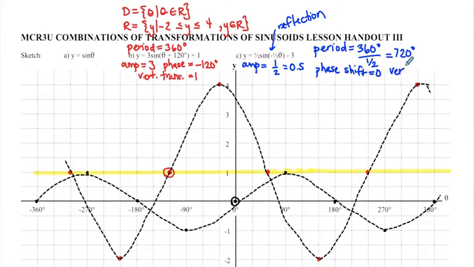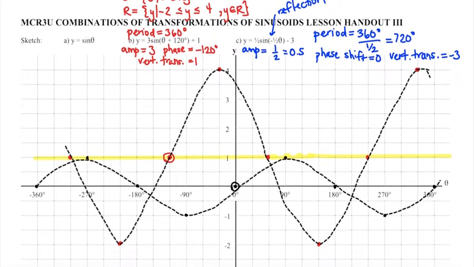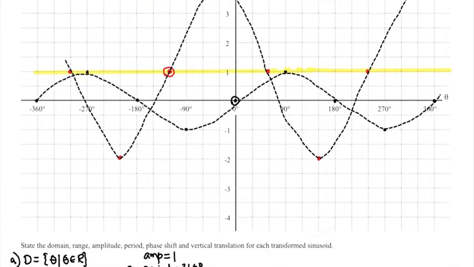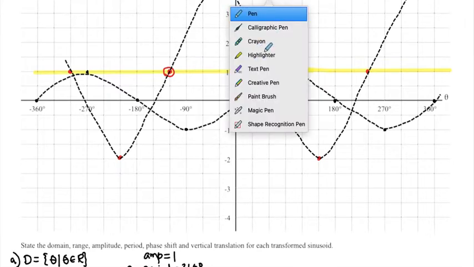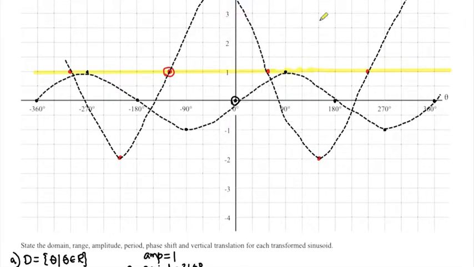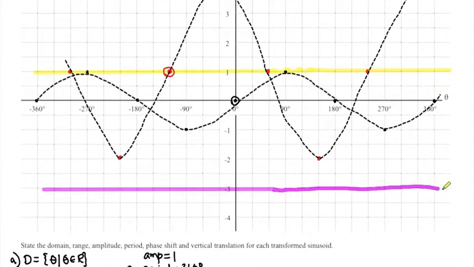And we have a vertical translation of -3. So the vertical translation tells us where our new central axis is going to be. So I'm going to draw that down here at -3. And I'm just going to use the highlighter tool for this. So down at -3, this is where it's going to hinge. All right, so there we go.